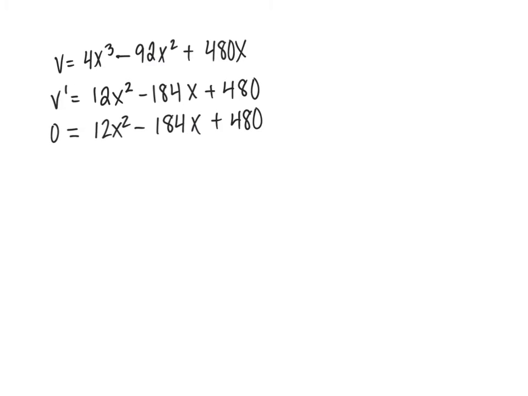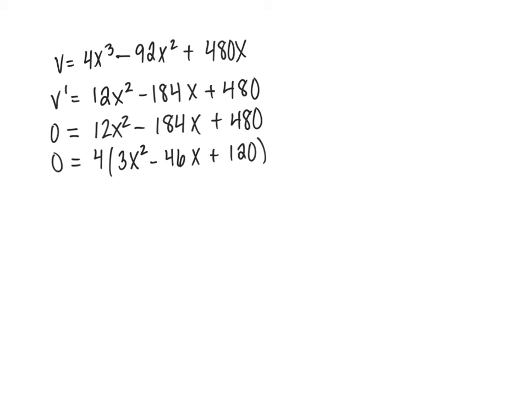So I'm going to try to find a greatest common factor. I'm going to try to see if I can divide 12 out of both of these. And if that doesn't work, I'll try maybe 6 or 4. So take a minute and find the greatest common factor. Okay, so it looks like the greatest common factor is 4. So I'm going to take out a 4, and I'm left with 3x squared minus 46x plus 120. And I'm going to factor.